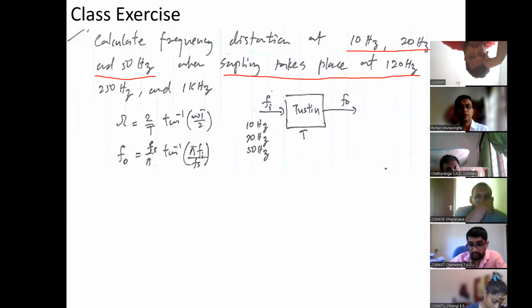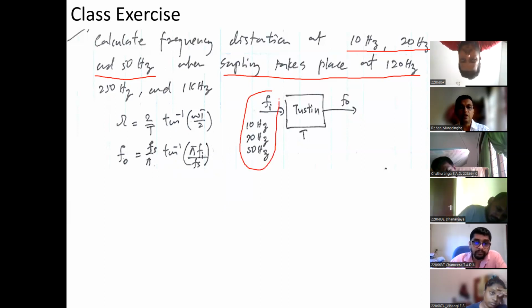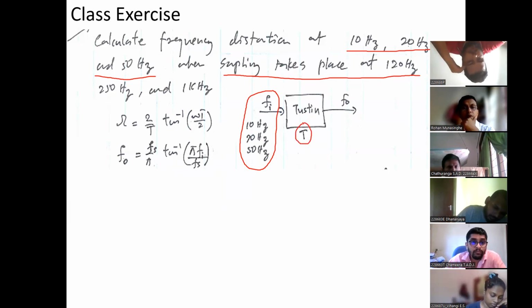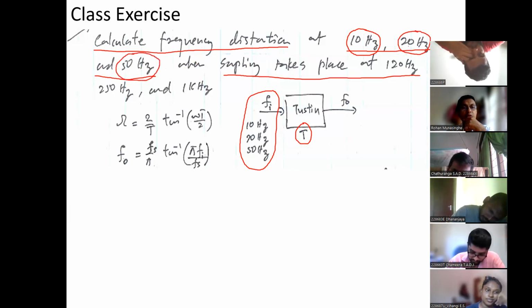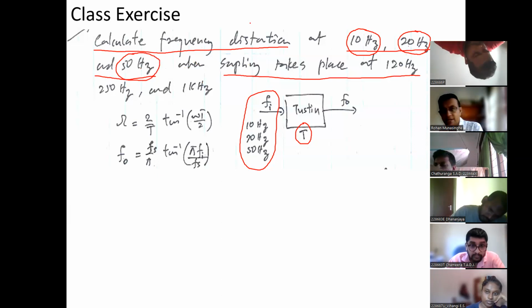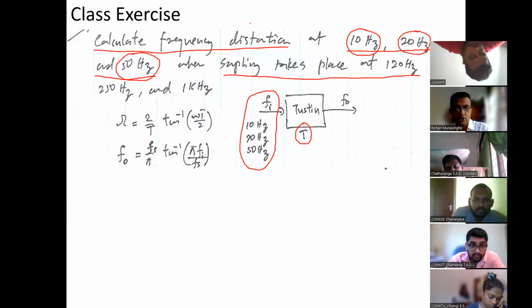So this is the situation. You can see it over here, right? This is the incoming frequencies, right? And this is the Tustin. There is this sampler over here. So you are supposed to calculate the frequency distortions, right? Which means, what is it for 10 hertz in Tustin? What is it for 20 hertz in Tustin? And what is it for 50 hertz in Tustin? Right? Does Tustin see 10 hertz as 10 hertz, or 20 hertz as 20 hertz, or 50 hertz as 50 hertz? That is the question.